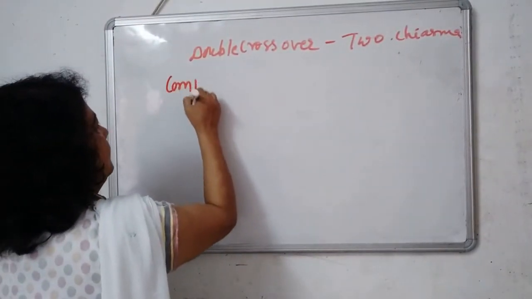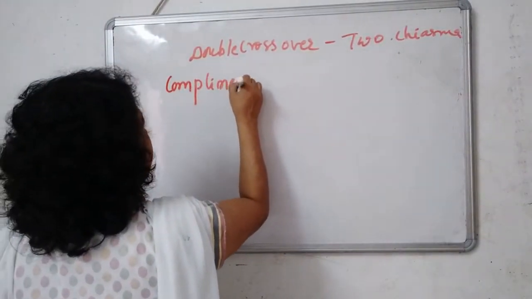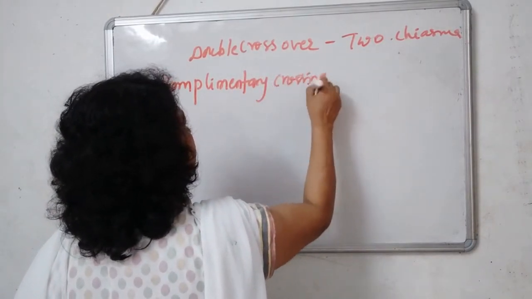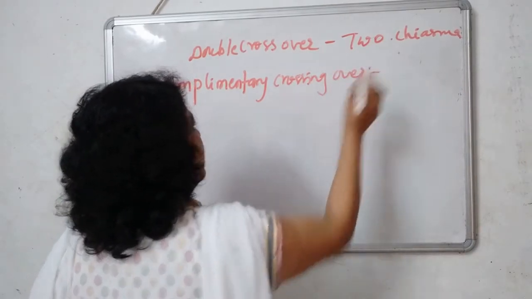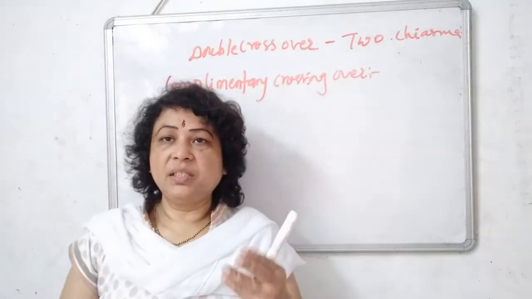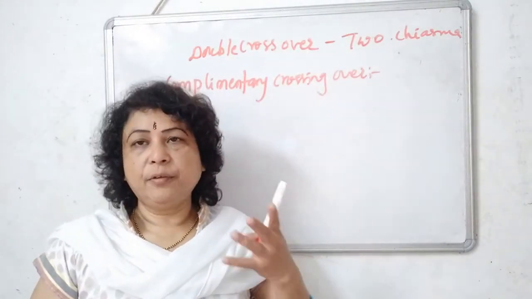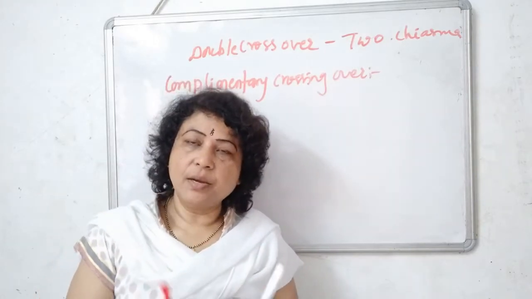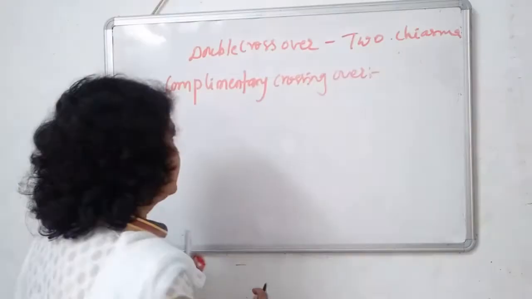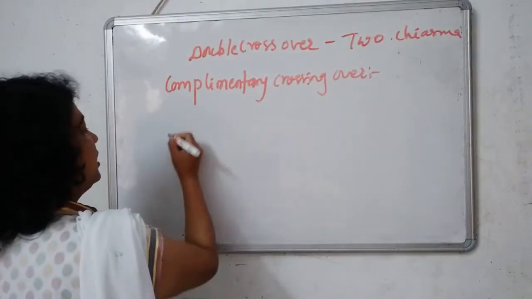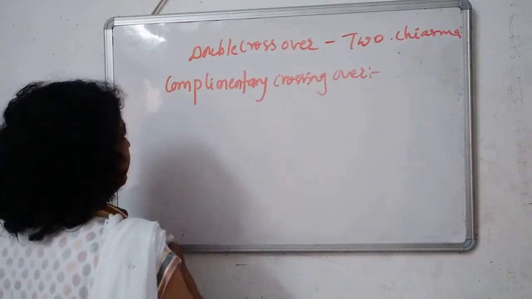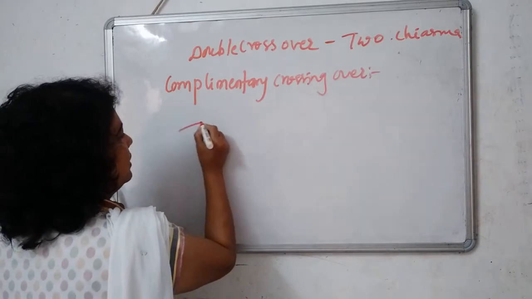The complementary crossing over. So in complementary crossing over, what happens? Sometimes there may be three threads involved, or all four chromatids may be involved in the process of the crossing over. So first of all, we will discuss where three chromosomes are involved.